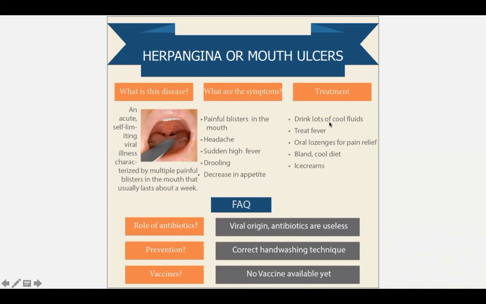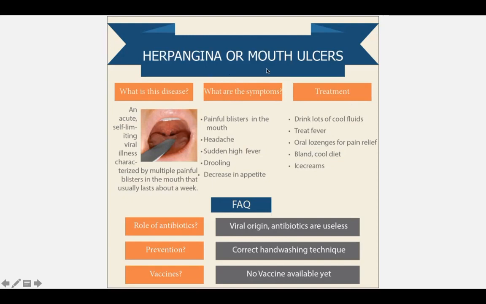How to treat it? We need to make things cool. Drink lots of cool foods, ice creams, cool diet, oral lozenges. When you eat them, you look cool. And fever makes you hot, cool it down. So you cool herpangina. You make it cold because it's hot and painful.